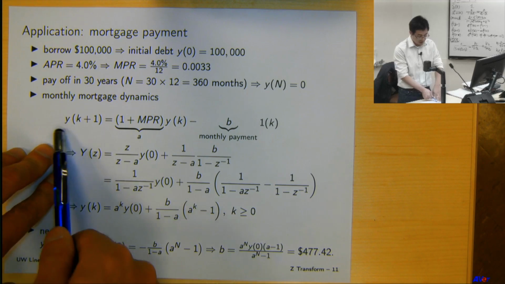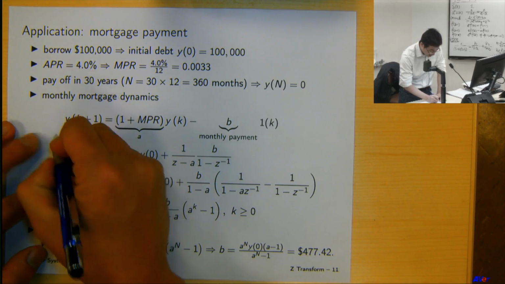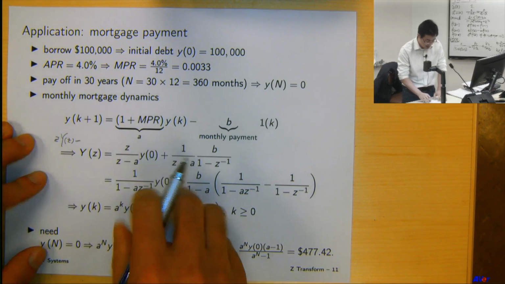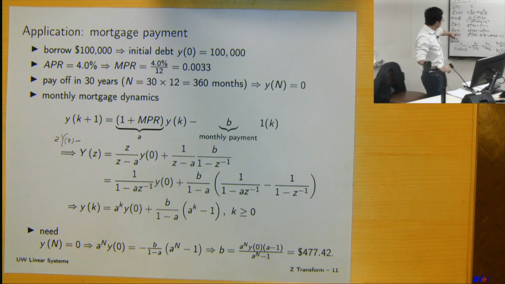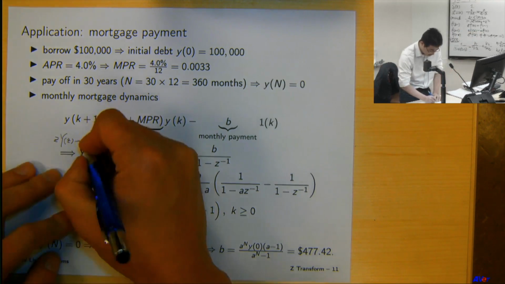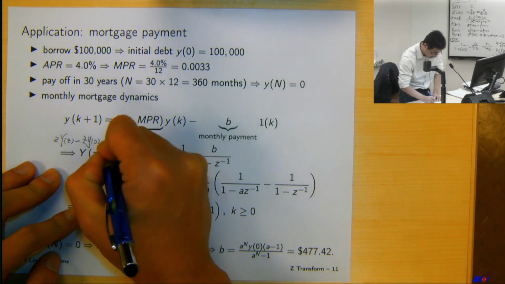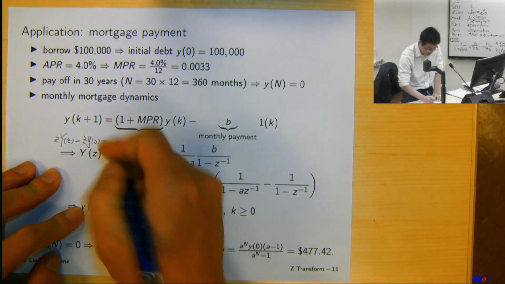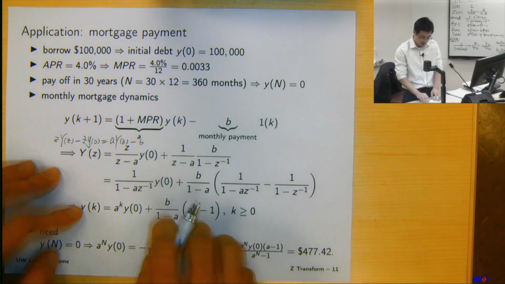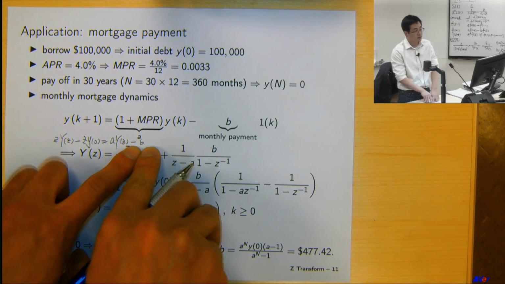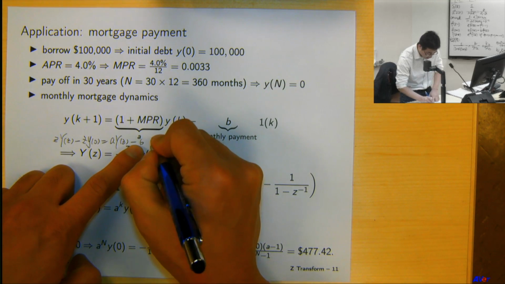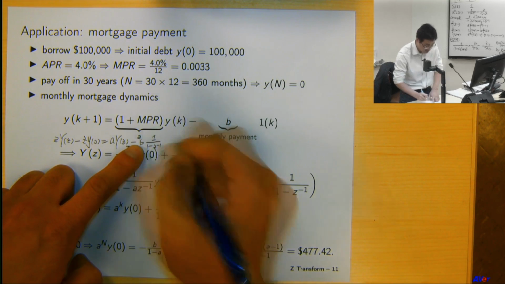So we can do the Z transform. It's going to be Z Y(Z) using the formula over here, minus Z times the initial condition, equals, on the right hand side, A Y(Z) minus B times the Z transform of a step function, which is going to be 1 over 1 minus Z inverse.